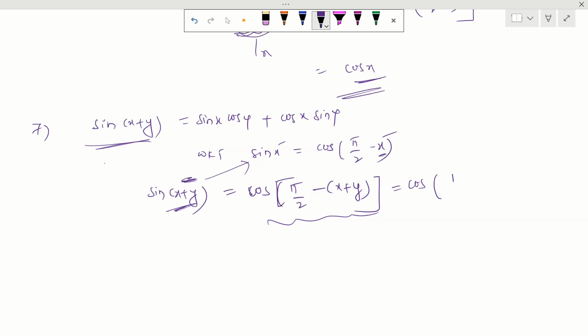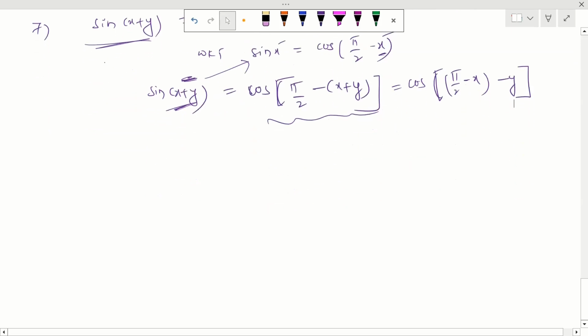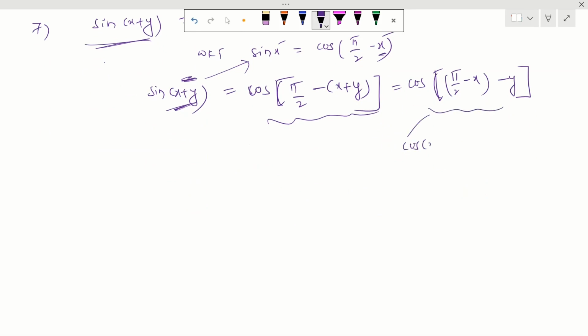Now this cos of (pi by 2 minus (x plus y)), I will write in this form: pi by 2 minus x I will take together, and the minus y term I will write separately. So now this is in the form of cos of (x minus y), where this whole term is x and this is the y term. Then what is the formula for cos of (x minus y)?